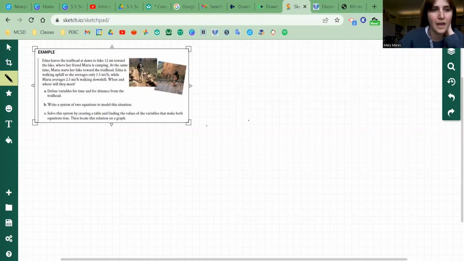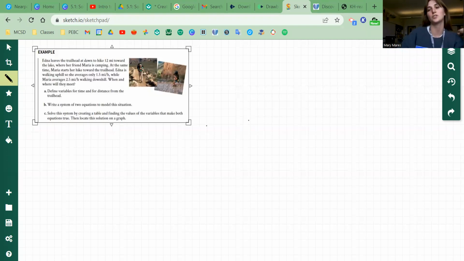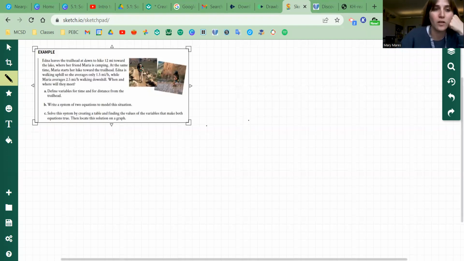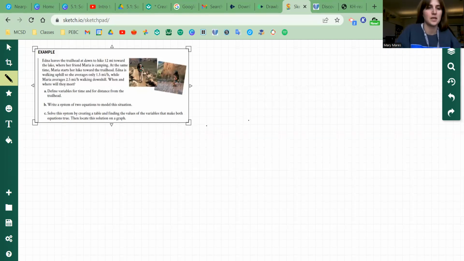Example 2. Edna leaves the trailhead at dawn to hike 12 miles toward the lake, where her friend Maria is camping. At the same time, Maria starts her hike toward the trailhead. Edna is walking uphill, so she averages only 1.5 miles per hour, while Maria averages 2.5 miles per hour walking downhill. When and where will they meet?